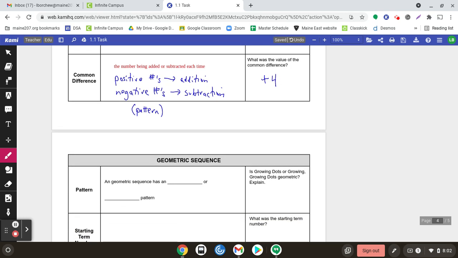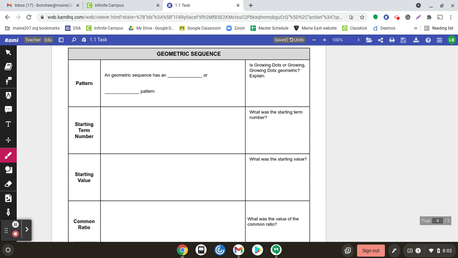Now please turn the page and go to page 4 in your packet. This is called a geometric sequence. It is very similar when we're talking about most things. The pattern in a geometric sequence has multiplying or dividing as its pattern. So a geometric sequence has a multiplying or dividing pattern.